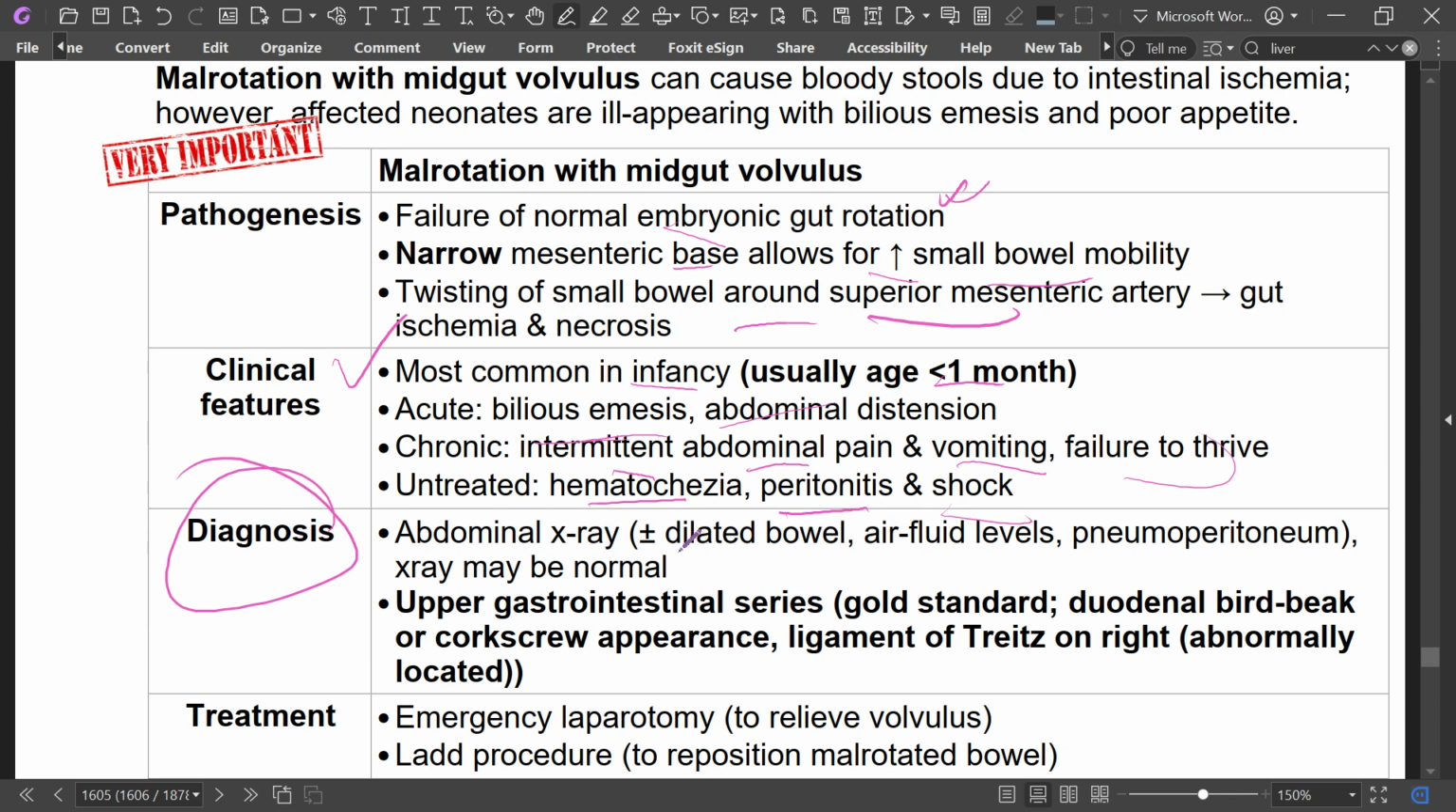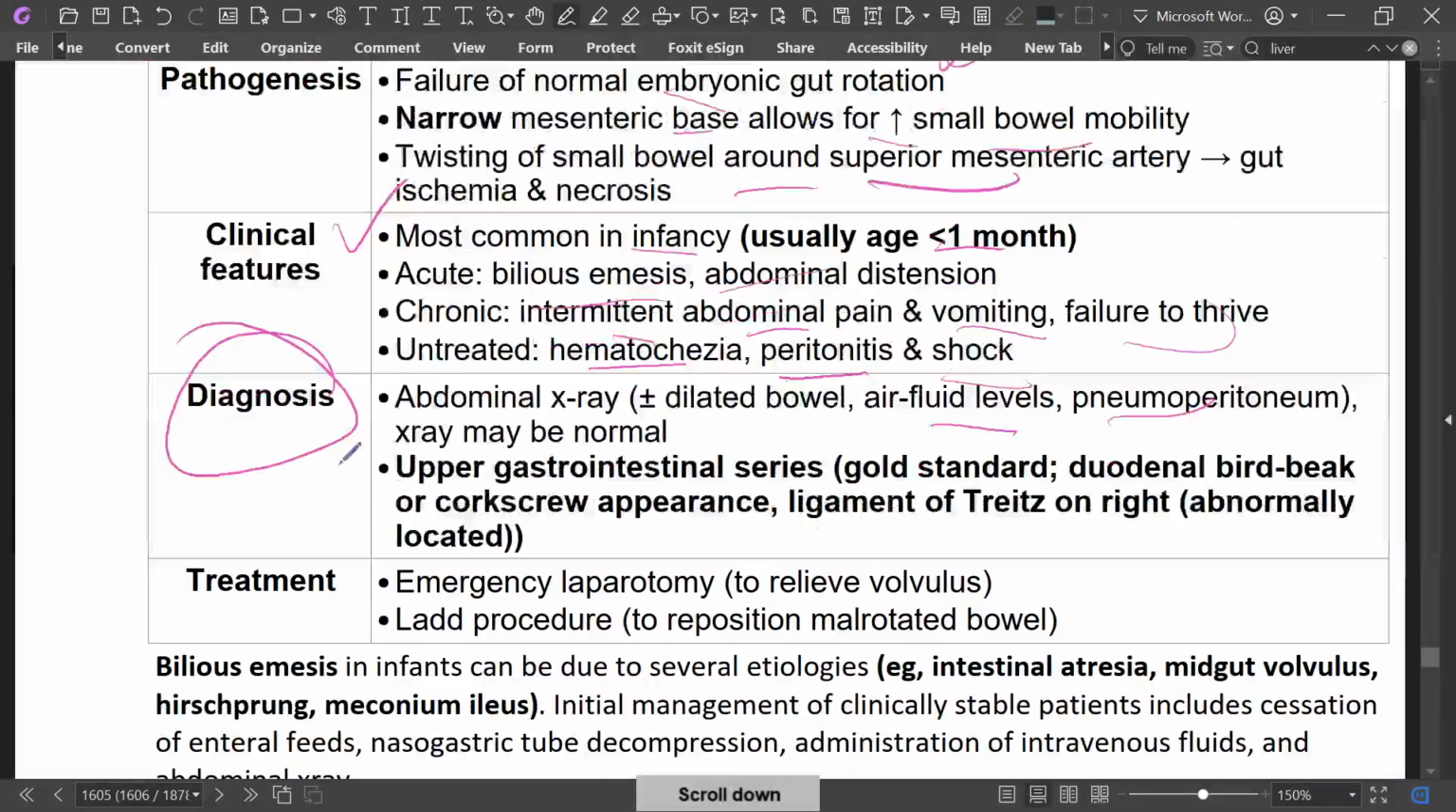Diagnosis: abdominal X-ray with or without dilated bowel, air fluid level, or pneumoperitoneum. An upper GI series should be done. It's the gold standard. There is a duodenal bird beak or corkscrew appearance, with the ligament of Treitz on the right. Treatment is emergency laparotomy to relieve the volvulus, with the Ladd procedure to reposition the malrotated bowel.